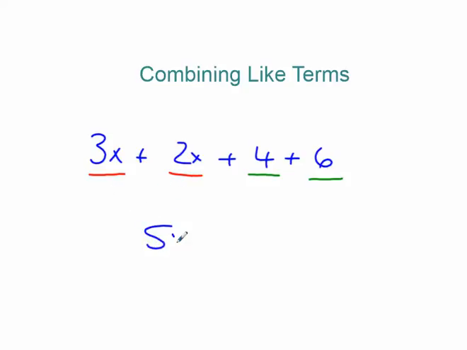So for example, 3x plus 2x plus 4 plus 6. I have two terms that have an x, they can combine, and two terms that are constant terms with just the numbers, they can combine. So when I combine this, 3x plus 2x gives me 5x, and then 6 plus 4 gives me 10. So this combines to be 5x plus 10.